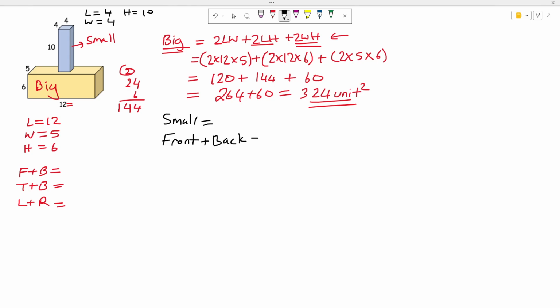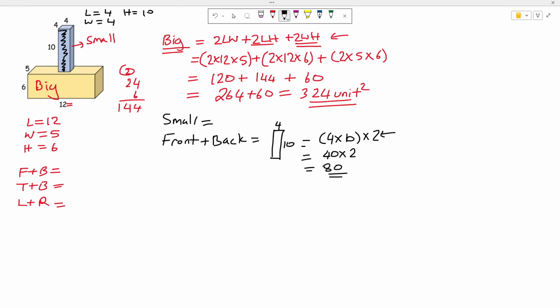So how would we find the front and back, guys? If you take a look at this, this is our front area, so it looks something like this, which has dimensions 4 and 10, correct? In order for us to find the area of front and back, we do 4 times 10 multiplied by 2. The reason we are multiplying it by 2 here is because we're calculating the area of the front and the back. So we have 40 times 2, which is equal to 80 units square, right guys?